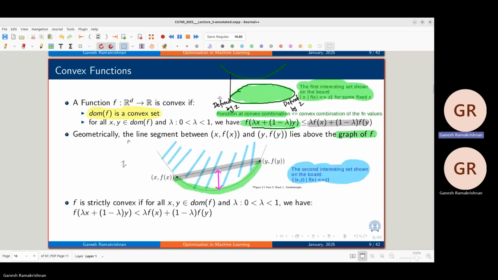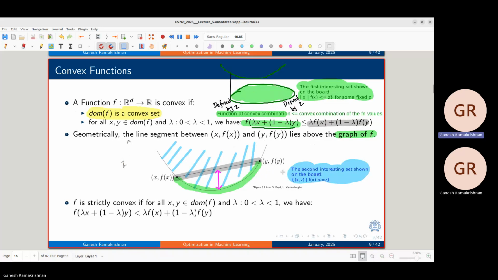Okay, so I've just depicted all of this. Now, the important thing is that the domain of f must be a convex set, the domain on which it's defined. Geometrically, this basically means that the line segment between (x, f(x)) and (y, f(y)) lies above the graph of f. This line segment should lie above the graph.